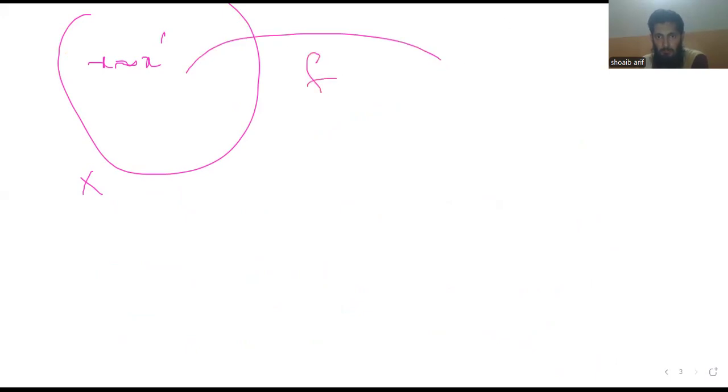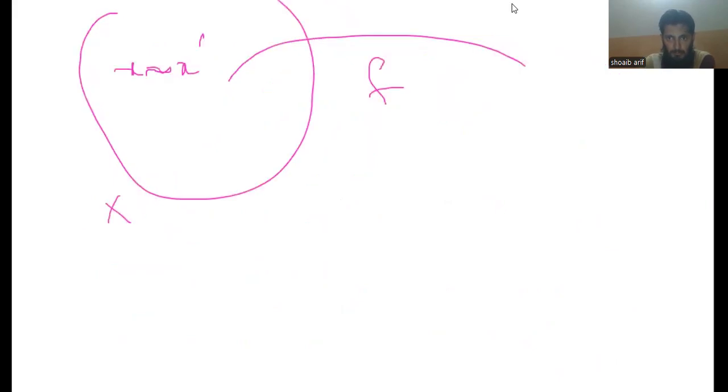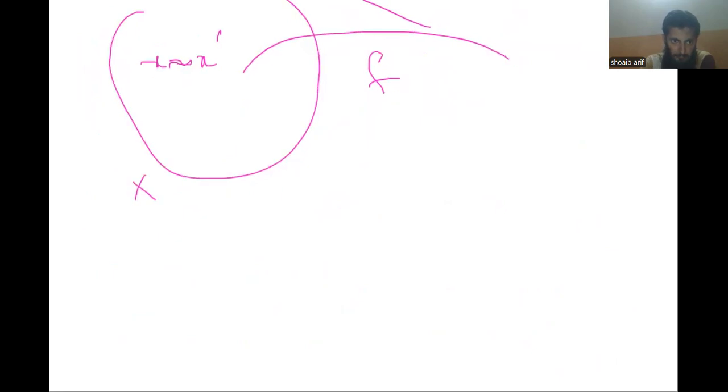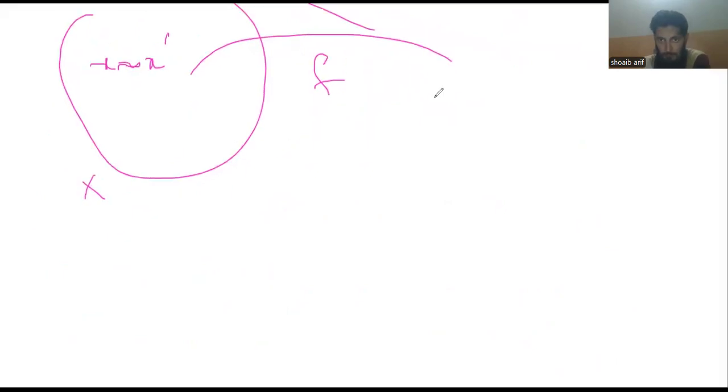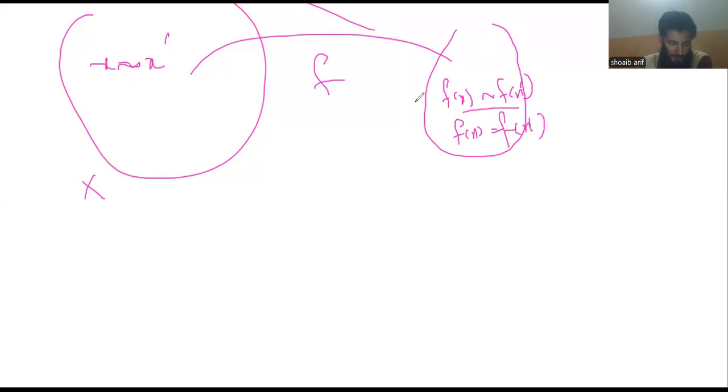Means if the edge lies in graph X, then the images under the graph map, f of x and f of x dash, are adjacent or equal, f of x is equal to f of x dash. If this one condition is satisfied, then we can say f is a graph map from the first graph X to graph Y.